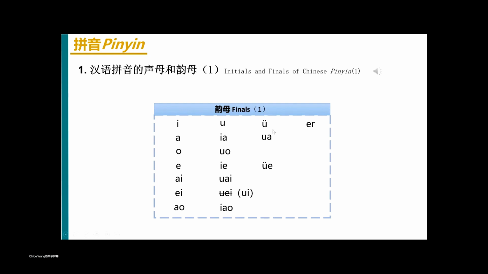And for this one, it sounds like yu. Yu is the only alphabet that we have in the Chinese language system. Well, it doesn't exist in the English system. This one, the only one.